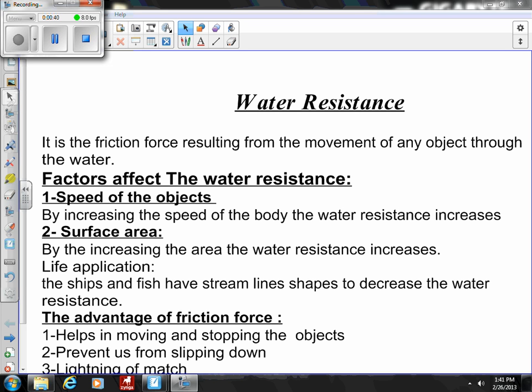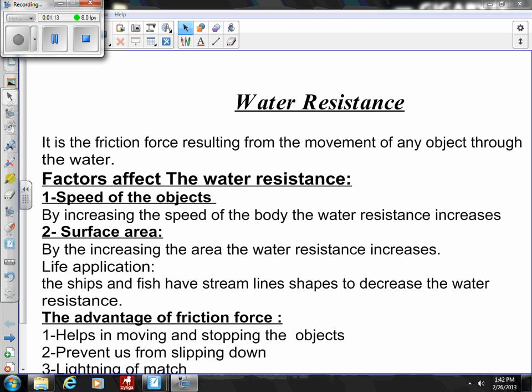To make what? If I tell you that water is like air, and we discussed the air resistance together. Excellent. To reduce the water resistance. This is our lesson today. Water resistance. What is water resistance?